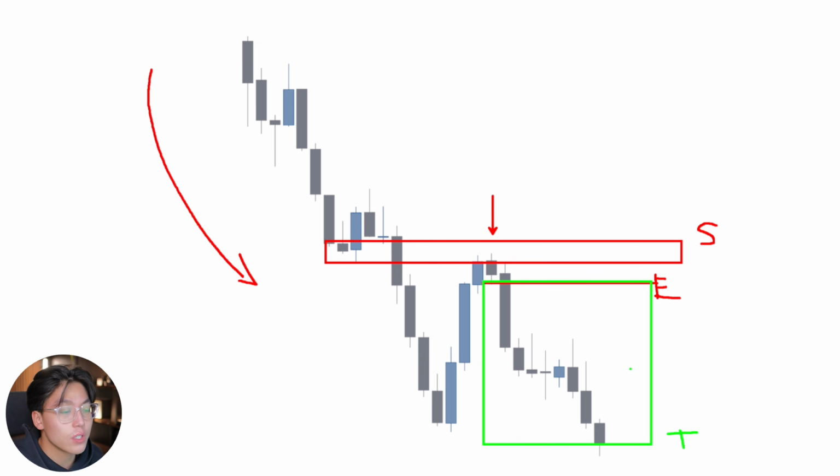And you can see usually a lot of the times these confluences and concepts are in combination with one another. And when you have multiple confluences, that's when it's going to give you the highest probability trading opportunity.